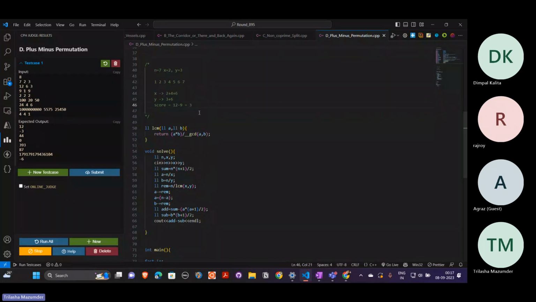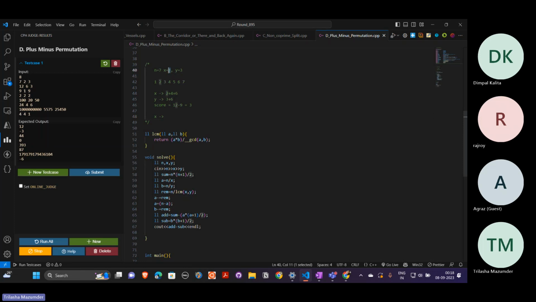But this is not the optimal score. Why? Because what we want is to maximize the score. That means this is the part that we are adding and this is the part that I am subtracting. So in the optimal case, this sum should be as minimum as possible and this sum should be as maximum as possible. So intuitively, I'll have to take the three values that I know.